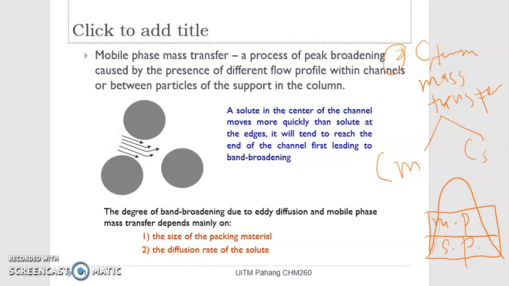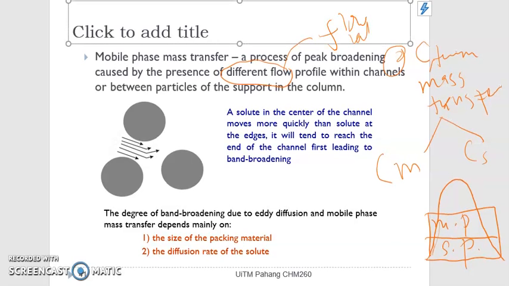But it should interact, and it must have retention, and then it can come out. It must reach equilibrium. So mobile phase mass transfer is a process of peak broadening. It is caused by the presence of different flow profiles, meaning you are going to look at different flow rates within the channel or between particles of the support in the column. So a solute in the center of the channel moves more quickly than solute at the edges. It will tend to reach the end of the channel first, leading to band broadening.